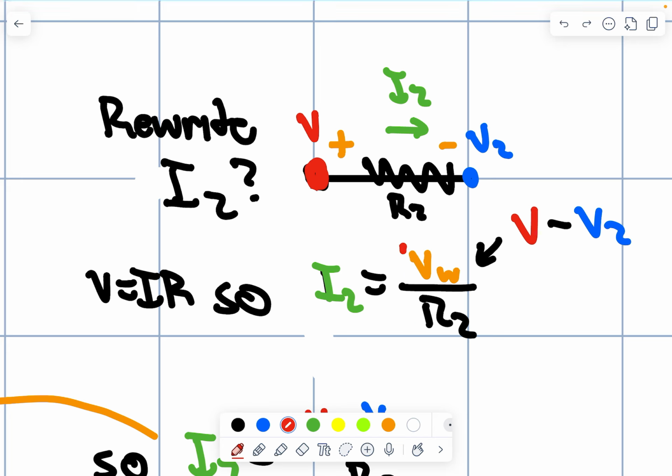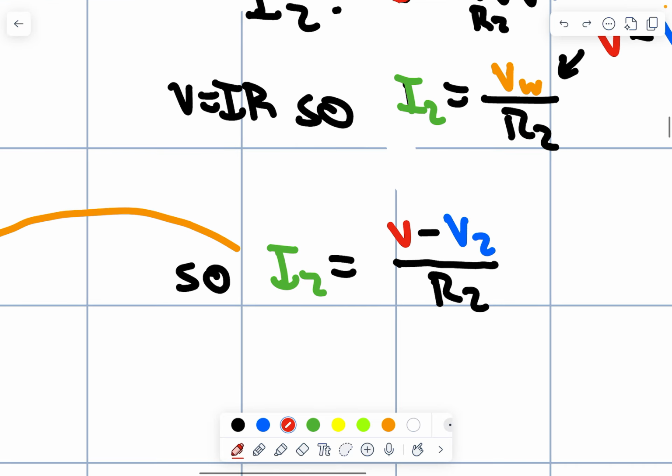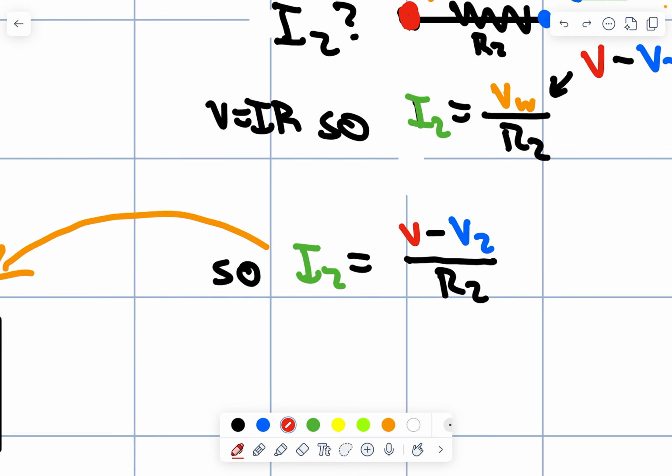Well, we can also rewrite VW, because voltage is just a potential. It's a difference between these nodes, as V, the top node, minus V2, the bottom node, or I guess the left and right node, respectively. So when we rewrite, we end up with I2 is V minus V2 over R2, okay?